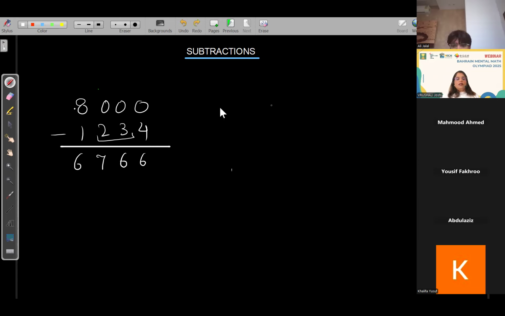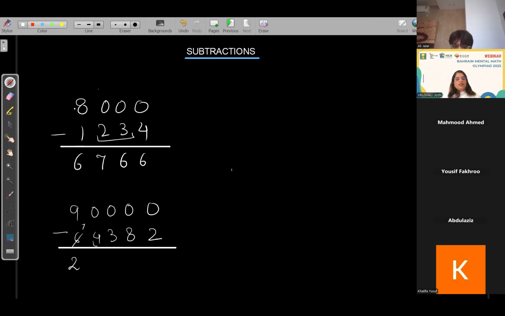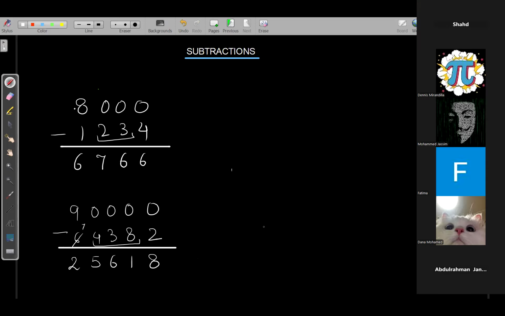For example, suppose you have 90,000 minus 64,382. Normally you will need a calculator for this, but let's see. You cut this and make 7. 9 minus 7 will give you 2. And the rest all what you did before, like 5, 6, 1, and this is 8. How many got it? All of you, I hope. Wonderful. So this is quick subtraction.